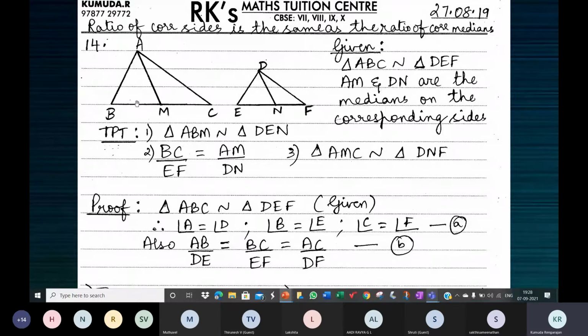Because M is the midpoint of BC. Because AM is the median, which means M is the midpoint of BC. DN is the median, which means N is the midpoint of EF.